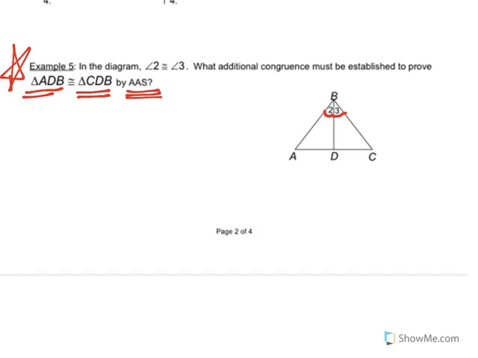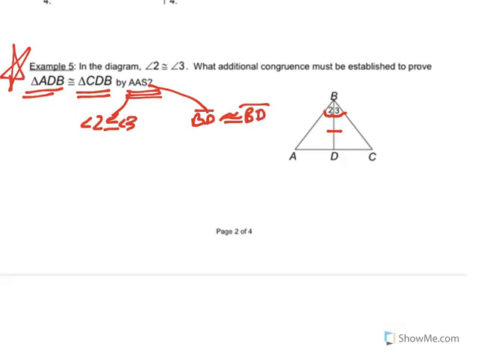Okay, so we also know, besides these 2 angles being congruent, that BD is congruent with BD because of the reflexive property. So let's see what we've got so far. We have an angle that's congruent, angle 2 is congruent with angle 3. And we've got a side that's congruent, BD is congruent with BD, reflexive property.